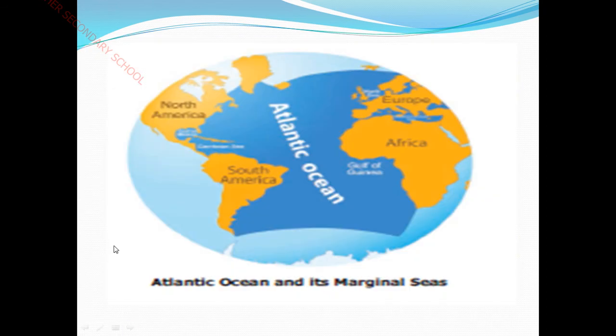So like I said, the Atlantic Ocean and its marginal seas include the Caribbean Sea. It is not given very clearly in your book, so as a reference, you can verify it in your atlas, children. This one is the Gulf of Guinea. This is the Caribbean Sea. Okay, children, and this is called the North Sea.